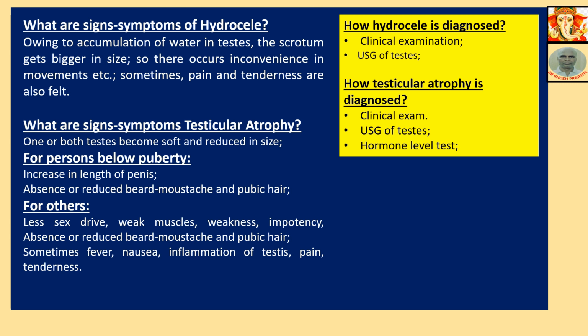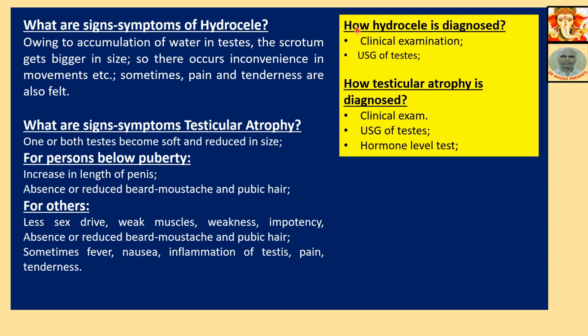What are the signs and symptoms of testicular atrophy? One or both testes become soft and reduced in size. Other symptoms for persons below puberty: increase in length of penis, absence or reduced beard, mustache, and pubic hair. For others, meaning adults above the puberty level: less sex drive, weak muscles, weakness, impotency, and absence or reduced beard, mustache, and pubic hair, same as above. Sometimes fever, nausea, inflammation of testes, pain, and tenderness are also there.